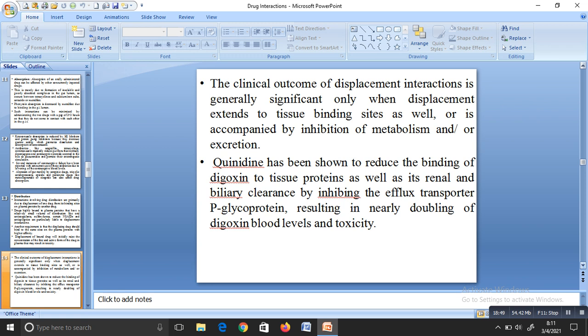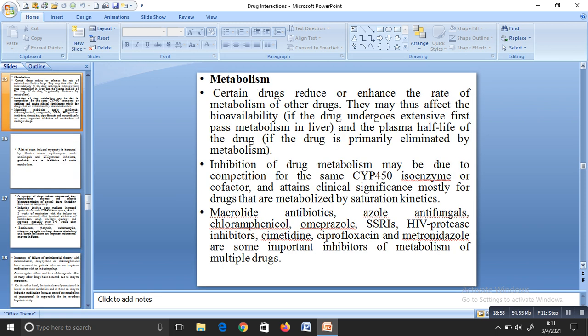Next is drug metabolism. We can give an outline. Drugs are metabolized by cytochrome P450 enzymes, which are mainly present in the liver, and some drugs will enhance the metabolism of other drugs. If some drugs enhance the metabolism of other drugs, those drugs will be eliminated quickly and so we won't get the therapeutic effect we are expecting.